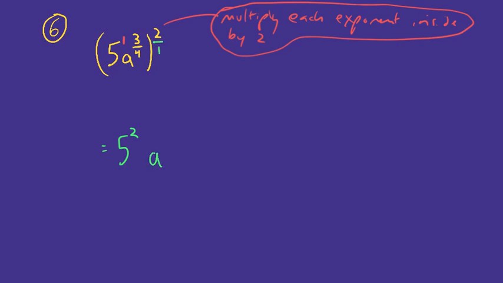It might help if you think about that 1 that's underneath the 2. 2 over 1 is the same as 2. So multiply the tops, 3 times 2. Multiply the bottom, 4 times 1. And 5 squared, 5 times 5. And then 6/4, we can reduce that exponent on the a by 2.